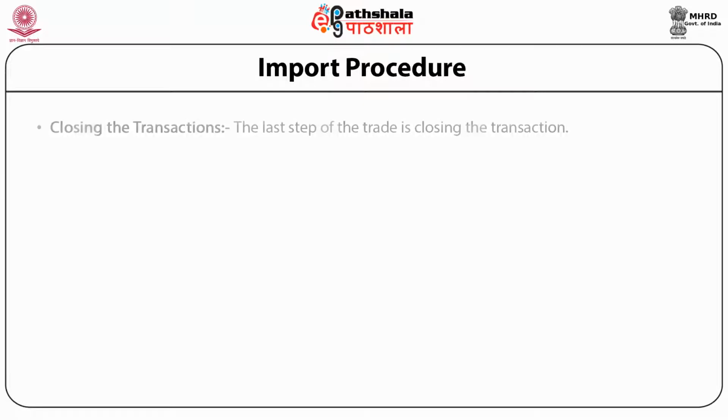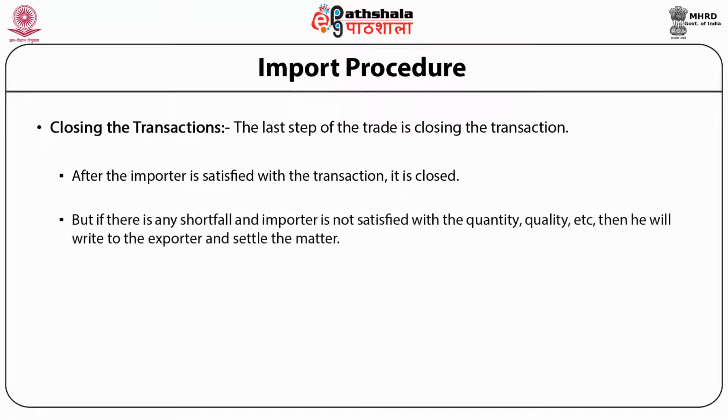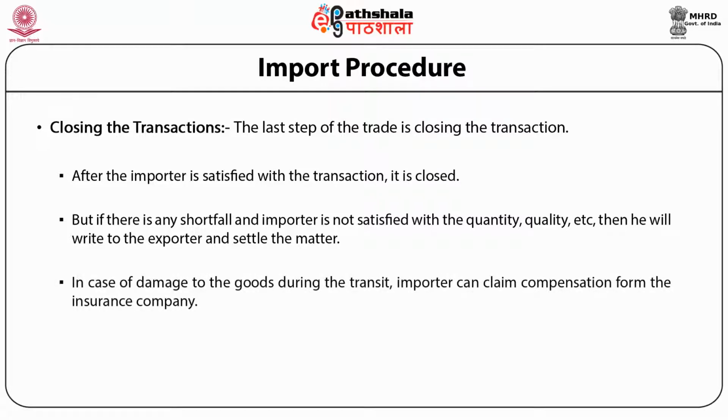The 11th step is closing the transaction. The last step of the trade is closing the transaction. After the importer is satisfied with the transaction, it is closed. But if there is any shortfall or the importer is not satisfied with the quantity, quality or other things, then he will write to the exporter and settle the matter. In case of damage to the goods during transit, the importer can claim compensation from the insurance company.